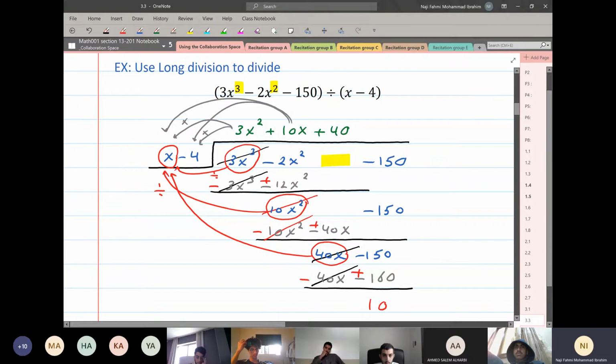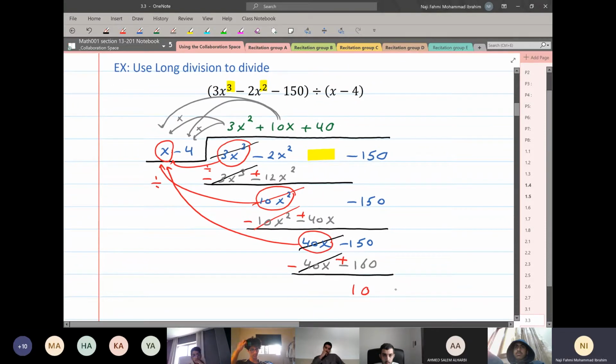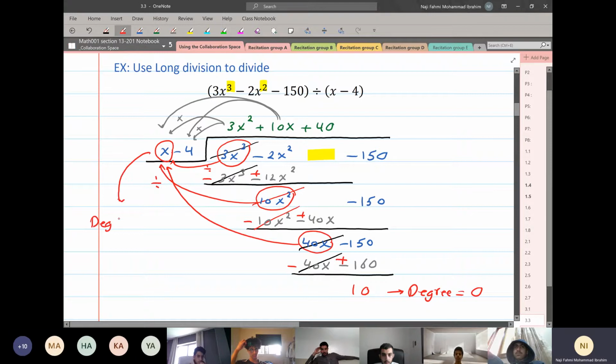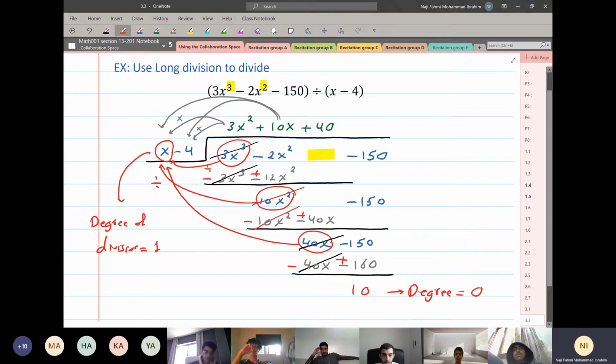10. Now, what's the degree of this 10, ya shabab? 0. Degree is 0. What's the degree of the divisor? 1. Now, if I ask, is the degree of the remainder less than the degree of the divisor?